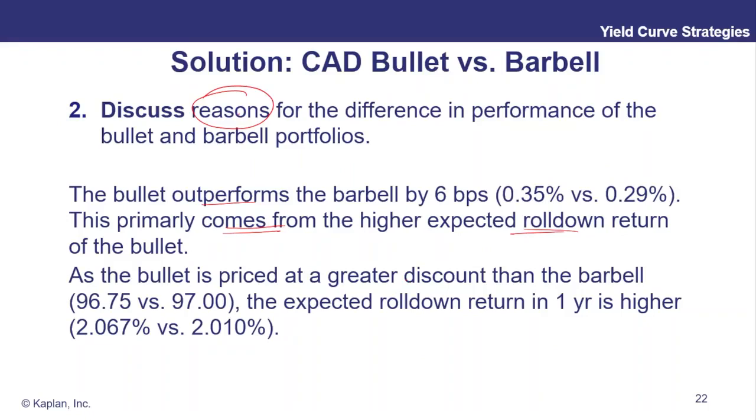And you could point out that the bullet is at a greater discount, so prices are going to rise faster as it gets pulled to par. Don't forget, zero coupon instruments are at a discount when you've got positive rates. They're at a discount and they get pulled up to par over time. So that's the main reason for the outperformance of the bullet versus the barbell.